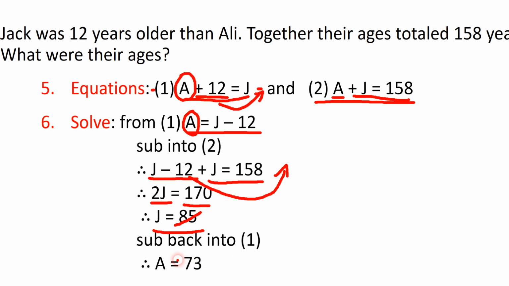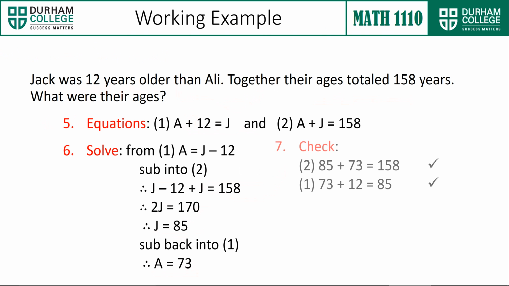Now I have found the exact value of j, okay? Now I can just simply put that into my next equation, okay? I'm going to take this equation, which is a plus 12 equals to j. I can either take that, or I can take a plus j equals to 158, right? Any of them, and I can just simply plug this value there, right? So if I put it in the number 2 equation, it's going to be as simple as that.